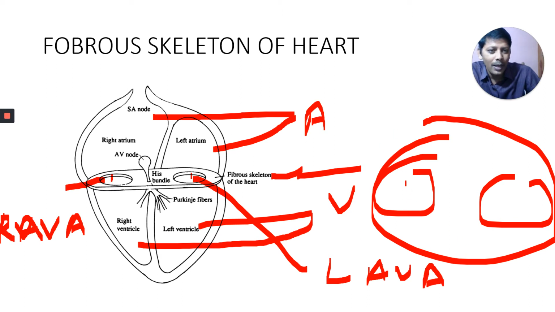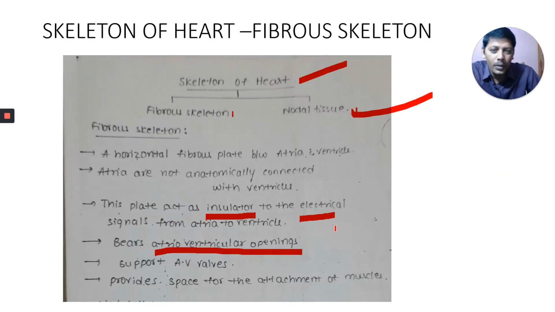This plate has two apertures, the right atrioventricular aperture and the left atrioventricular aperture. What are the other functions of this plate? It supports the AV valves. What are AV valves? Atrioventricular valves. Remember, in the previous parts I covered them. Can you remember the two AV valves present between the atria and ventricles? The tricuspid valve and the bicuspid valve are the AV valves.